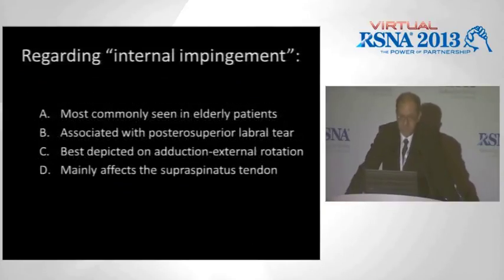Another form of impingement is internal impingement. So let's ask about that. Is it most commonly seen in elderly patients? Is it associated with posterior superior labral tear? Is it best depicted on adduction external rotation? Or it mainly affects supraspinatus?